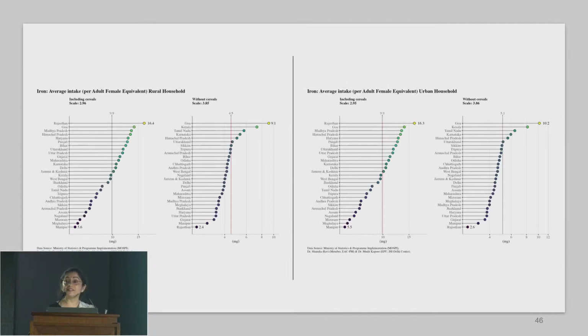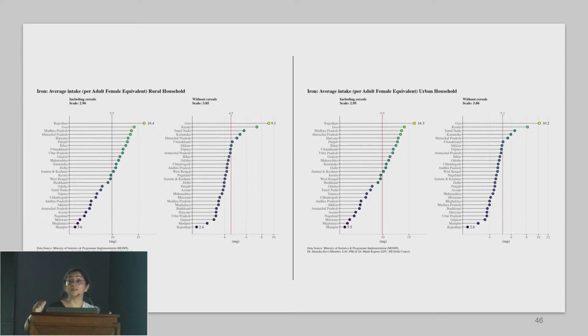Interstate variation tells us something extremely interesting. While on average 9.9 micrograms of iron intake is there, an average household in Rajasthan consumes 16.4 micrograms per day if you include cereal. It's right at the top, Rajasthan. But if you remove cereal from the plate, then Rajasthan falls to the bottom with only 2.4 micrograms.